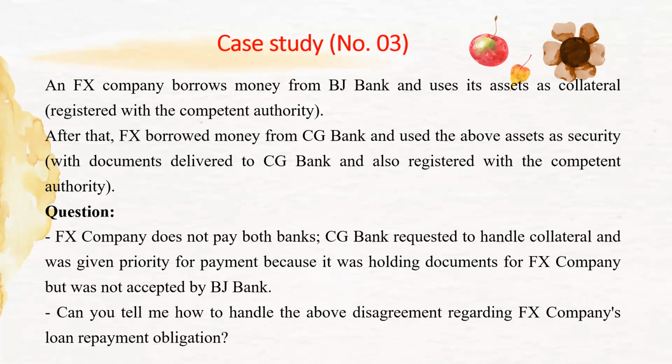An FX company borrows money from BJ Bank and uses its asset as collateral, registered with a competent authority. After that, FX borrows money from CG Bank and uses the above asset as security, with the document delivered to CG Bank, and also registers with a competent authority. Question: if this company does not repay the banks, CG Bank requests to handle the collateral and be given priority for payment because it is holding the document for FX company, which was not accepted by BJ Bank. So, can you tell me how to handle the above disagreement regarding FX company's loan repayment obligation?